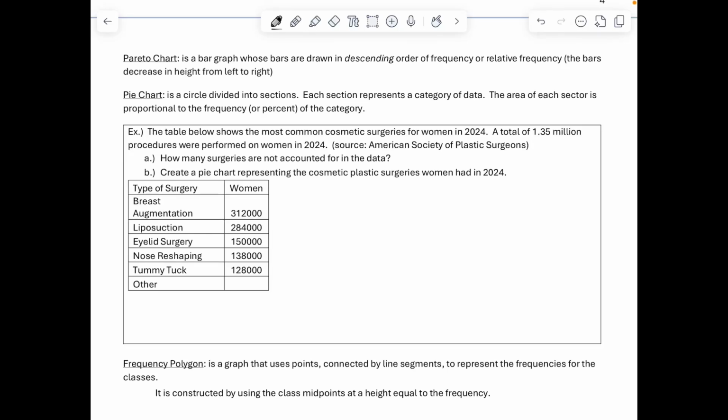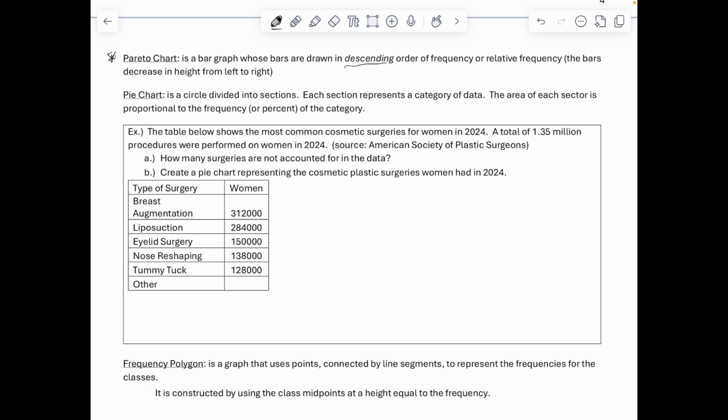Second video for the Chapter 2 notes. So this is starting at the top of page 5. And the first type of graph that we have is called a Pareto chart. It says it's a bar graph whose bars are drawn in descending order of frequencies or relative frequencies, the bars are going to decrease in heights from left to right.